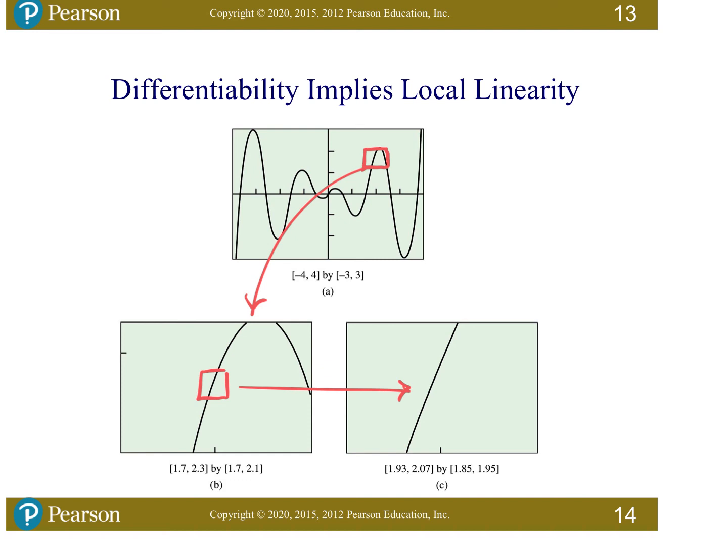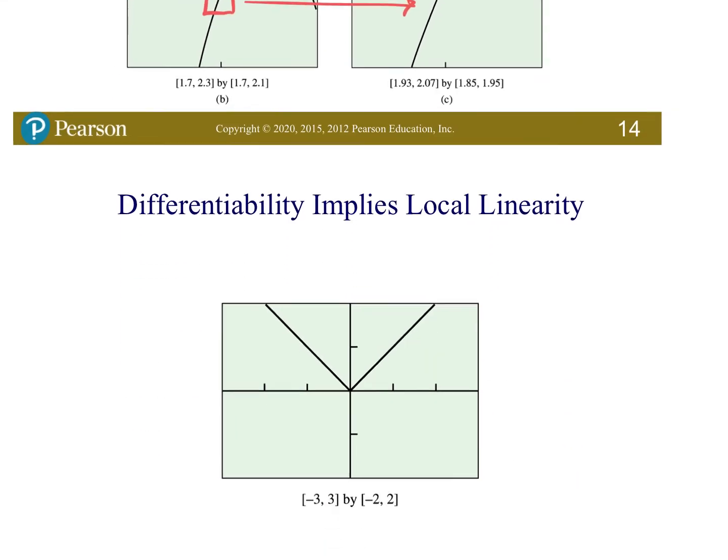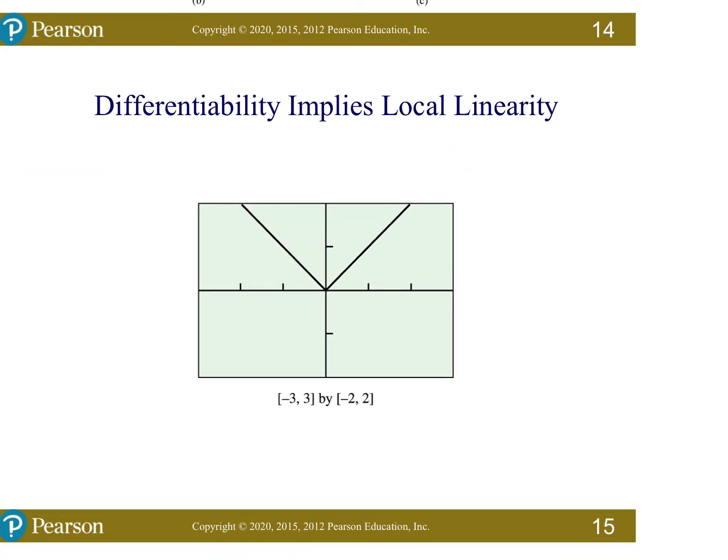We call that local linearity. Local meaning a small region that you're zooming in on, linearity meaning it looks like a line to you. All right, so here's that. If we zoomed in on this piece, that corner will always look like a corner no matter how close we get to it.